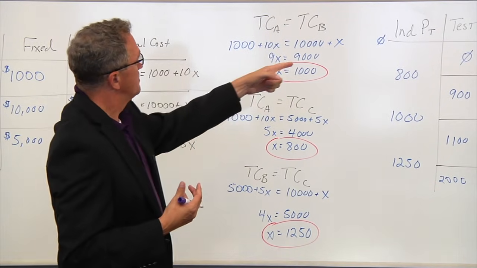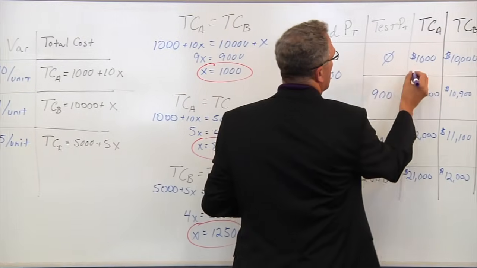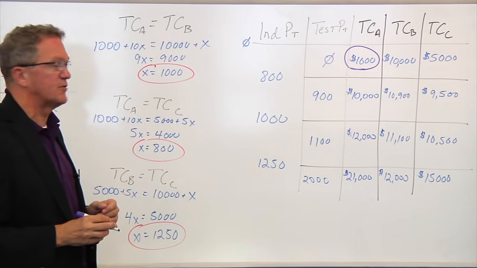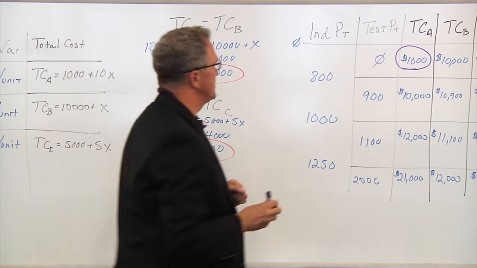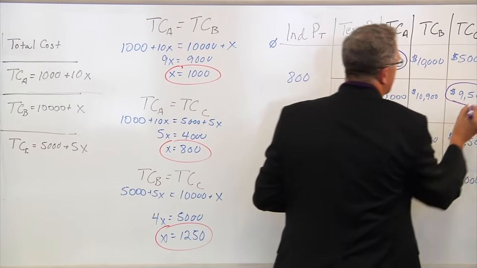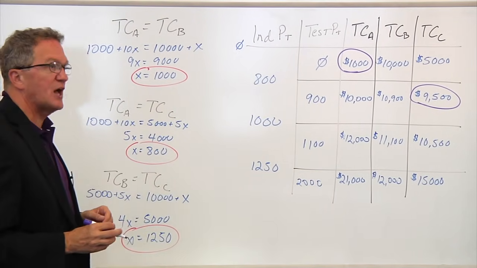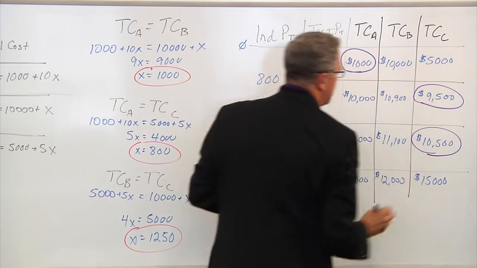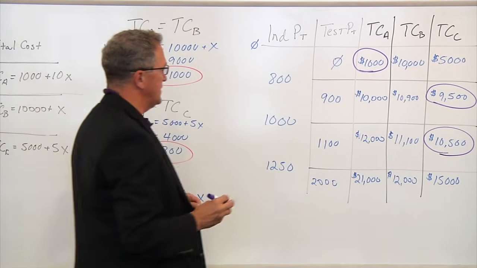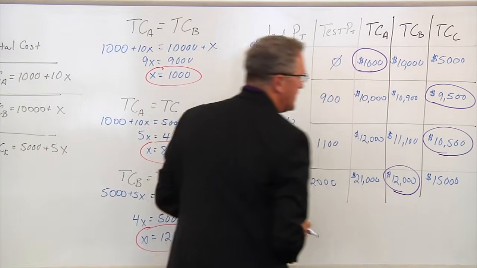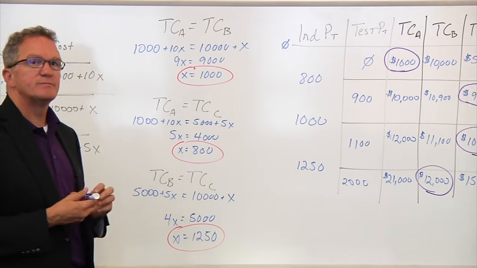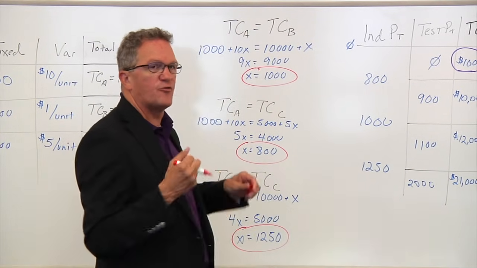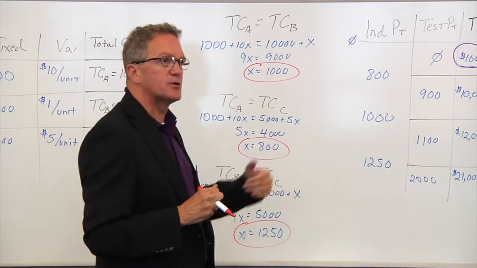All right? Between 0 and 800, my cheapest cost is vendor A. 1,000 is less than 5,000 or 10,000. Between 800 and 1,000, my cheapest is vendor C. 9,500 is my cheapest option here. Between 1,000 and 1,250, vendor C remains the cheapest option. Above 1,250, my cheapest option is vendor B. I have now built a model. As the purchasing agent, depending on what engineering or production asks for, what quantity they want me to order, I know which vendor to go to.